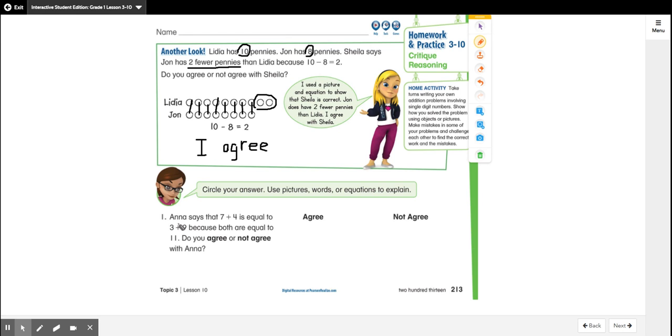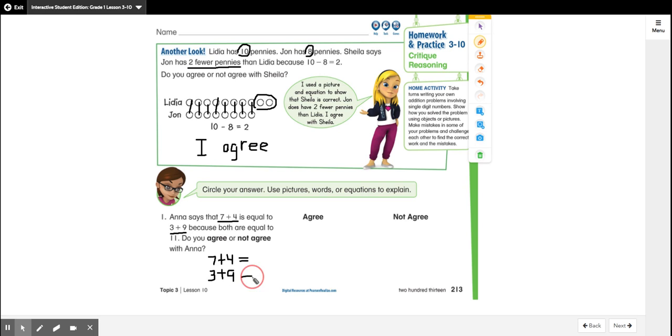Number 1 says, Anna says that 7 plus 4 is equal to 3 plus 9 because both are equal to 11. Do you agree or not agree with Anna? So I know that this is one equation, this is another equation, and then it tells me that both are equal to 11. Is that true? Is 7 plus 4 equal to 11? You need to find that out. Is 3 plus 9 equal to 11? That's another thing you need to figure out.